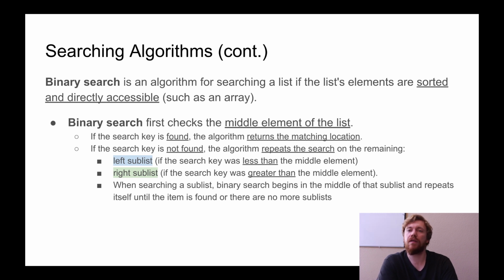So basically, you start at the middle, it's not the item you're looking for, you check one of the sublists, and you start in the middle of that sublist. Is it the item you're looking for? No, it's not. Okay, you pick one of the sublists made from that original sublist, right, and so on and so forth.